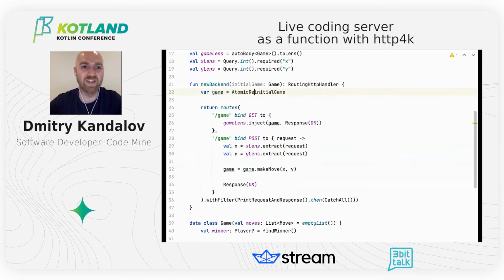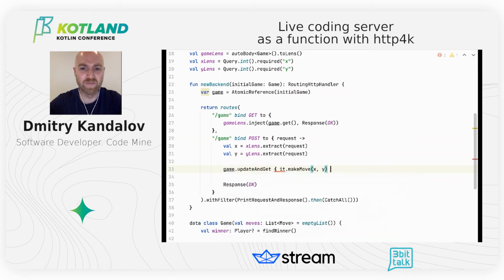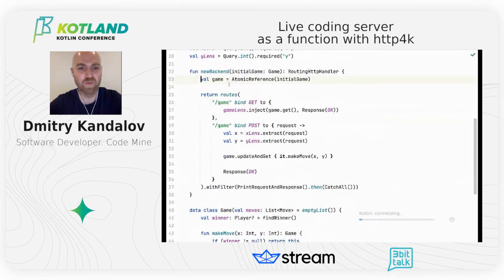What I'm going to do, I'm not suggesting this is a great thing, but just as a reminder for ourselves that we need to think about thread safety, I'll use atomic reference here. So we want our game to be updated. So I can say something, update and get. This will do. This is more like for us to be mindful what's going on. So I'll run the test again. And this will be pretty much it for the backend.